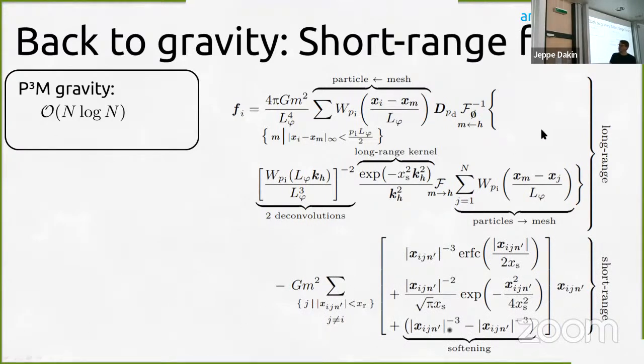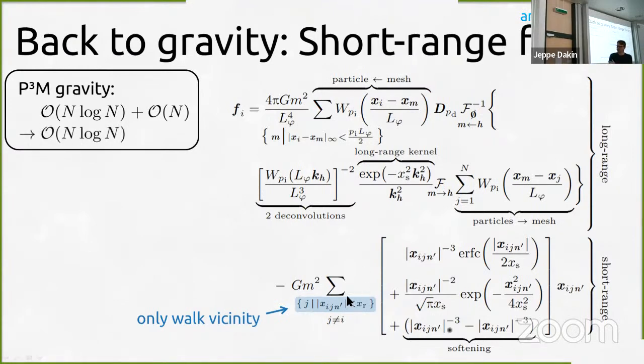Now we have the potential up here and direct forces down here. But because these are short range, this sum is not infinite anymore. It's only over the sort of nearby vicinity of each particle, because the force drops off after a certain distance. And this distance is called xr here. Okay, so now the force has two contributions: a long range force using a mesh, that's n log n, and a direct force, that's order n. So combined, it's still an n log n force computation.